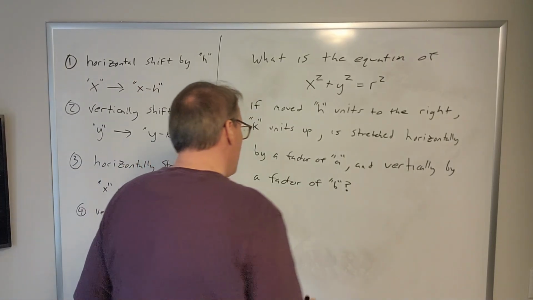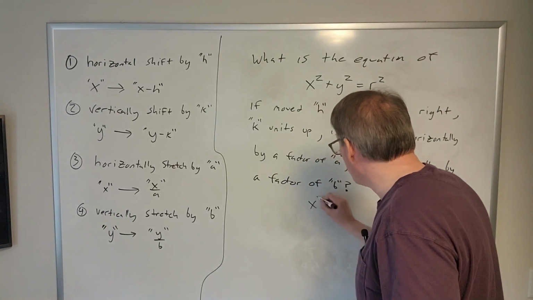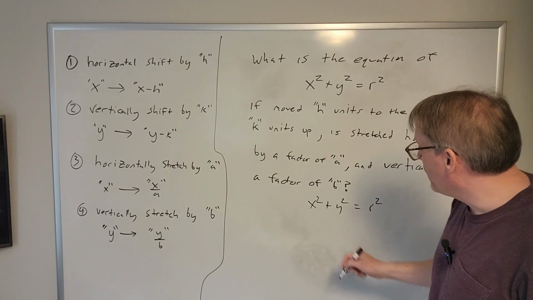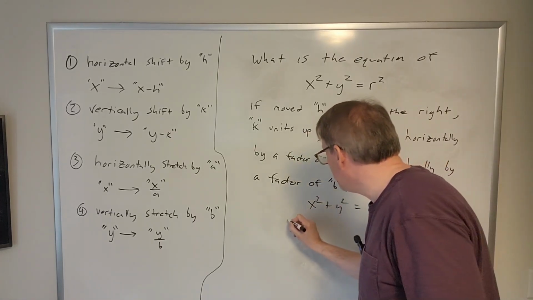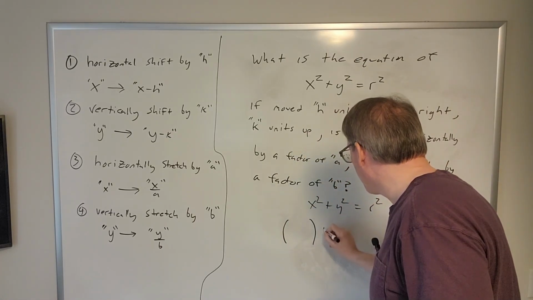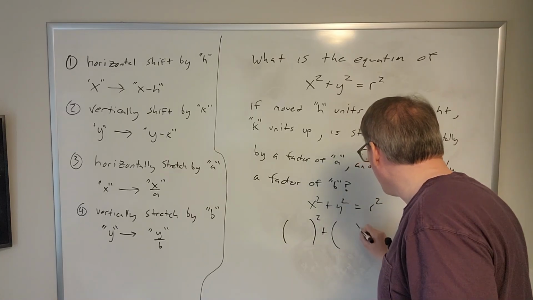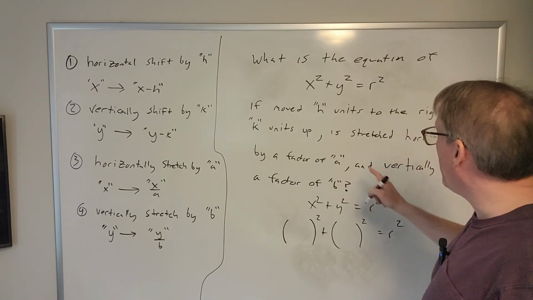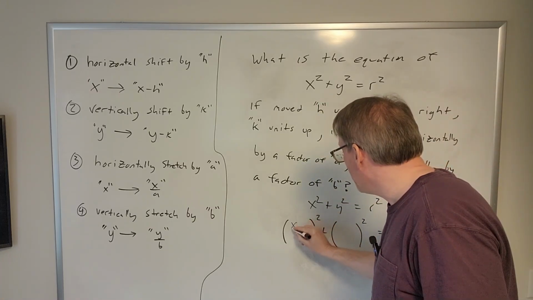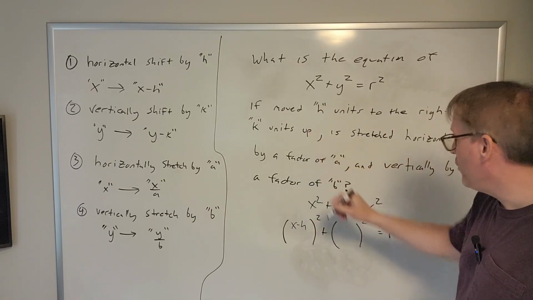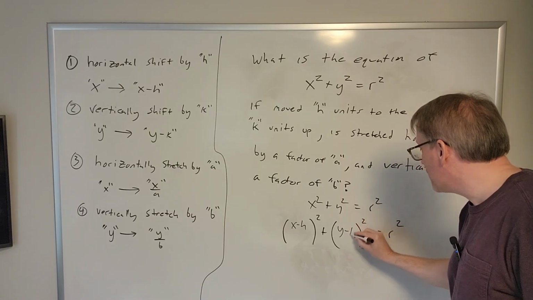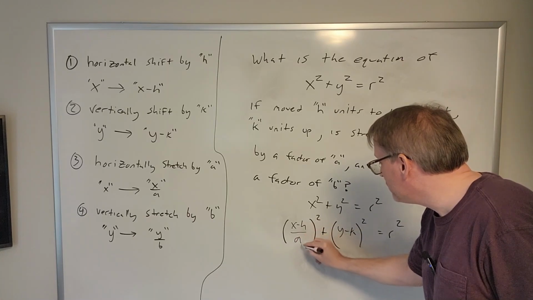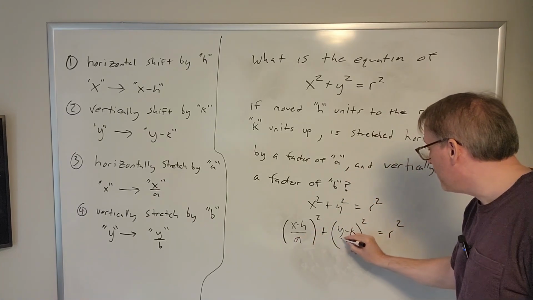All right. Well, let's see. We're starting out with x squared plus y squared equals r squared. We don't have to touch r squared. But let's see. If we're moving it h units to the right, let me make this for the x and this for the y. H units to the right, every time we see x, replace it with x minus h. K units up, y minus k. Stretched horizontally by a factor of a, divide that by a. Vertically by a factor of b, divide that by b.